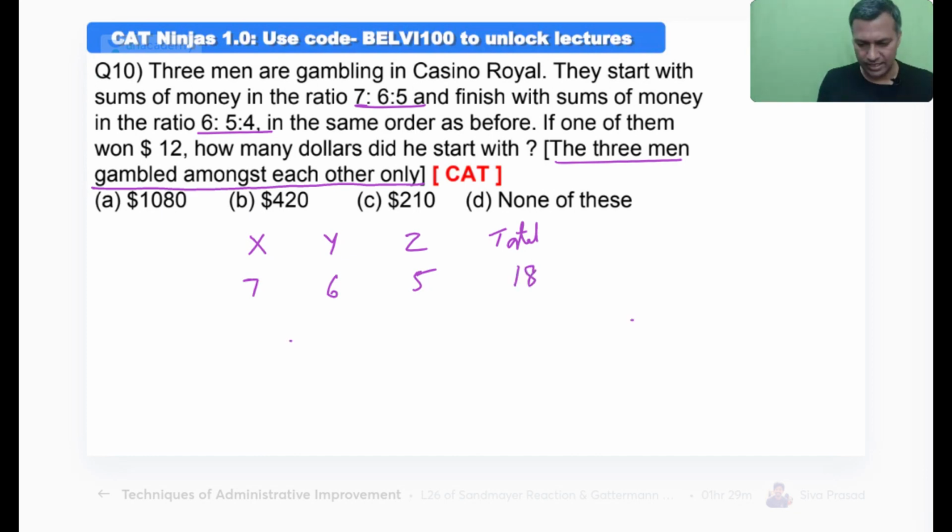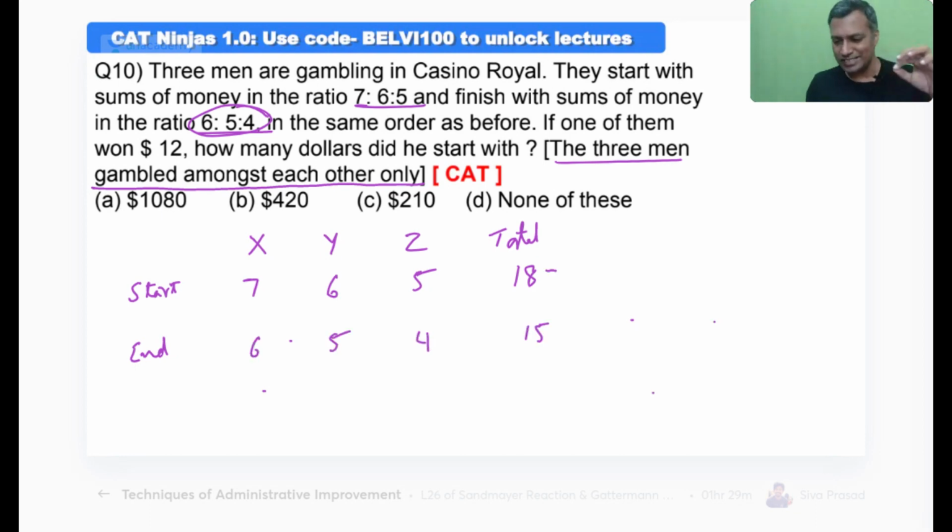So this is case 1. This is what they started with. How did they end? They ended with 6, 5, 4. He has 6, he has 5, he has 4. Therefore, the total is 15. But the point is, this 18 and 15 should be equal, man. What they started with and what they ended with are two equal amounts.